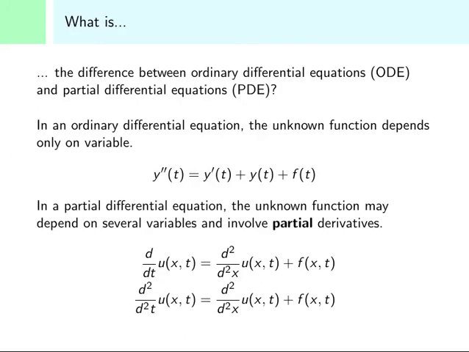In upcoming lectures, we will discuss not ordinary differential equations, but more generally partial differential equations. So let's recall what is the difference between an ordinary differential equation, an ODE, versus a partial differential equation, a PDE. Well, in an ordinary differential equation, the unknown function depends only on one variable, for example, time. One example is y prime of t equals y prime of t plus y of t plus f of t, where y is the unknown function.